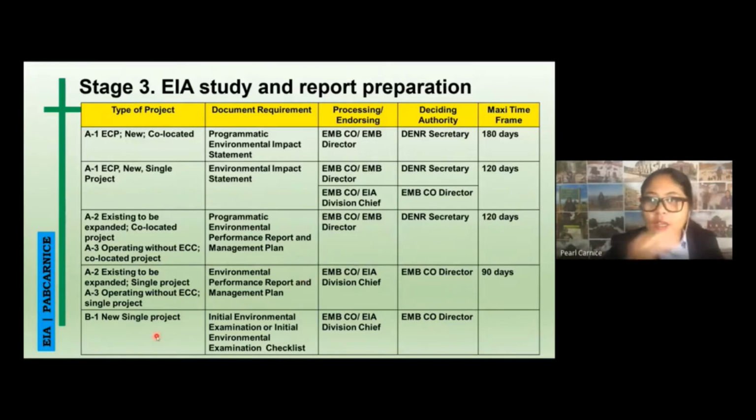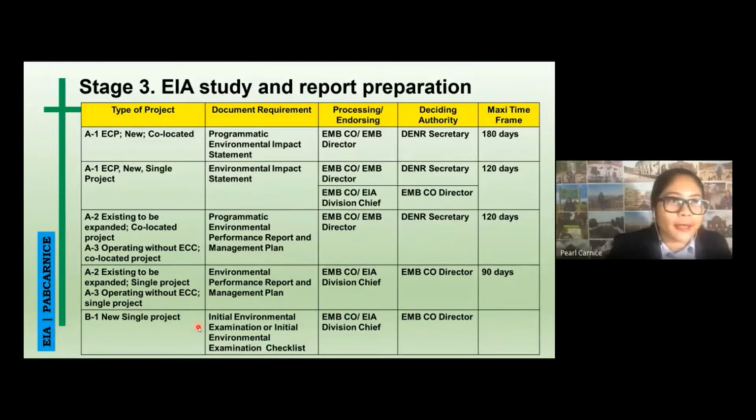Next is a single new project, which is B1. The required document is an initial environmental examination or an initial environmental examination checklist. The processing and endorsing is done by the EMB CEO or the EIA division chief, and of course the deciding authority is the EMB CO director. There's actually no maximum time frame to this, because it might only take a few weeks to issue an ECC.